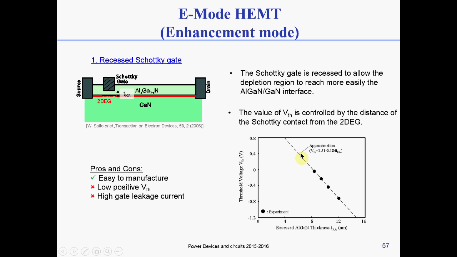It was the very first attempt to have a normally off structure, and it's very easy to manufacture because you just need to have a Schottky gate which reaches a little bit lower down, but it has a low positive threshold voltage. Ideally, we would like to have higher than 2 volts. But it is not the case, it's around 0.8, and a high gate leakage current. So we mentioned before we were including the GaN cap layer to avoid the leakage going through the gate in off state. And now we are not only removing the GaN cap layer, but we are etching the AlGaN. So the leakage current in off state from the drain to the gate would be even higher. So easy and intuitive, but not the best solution.